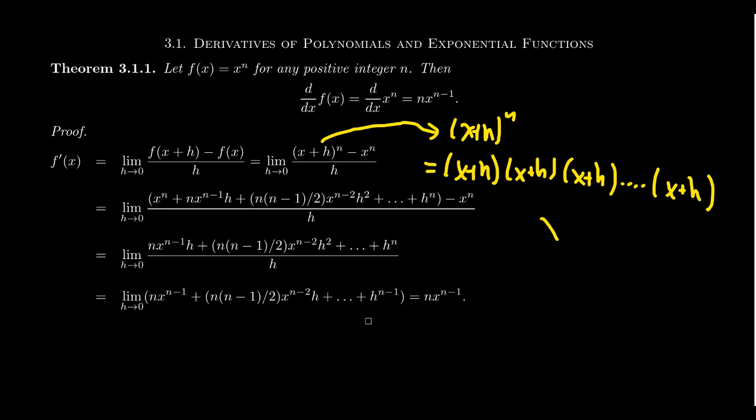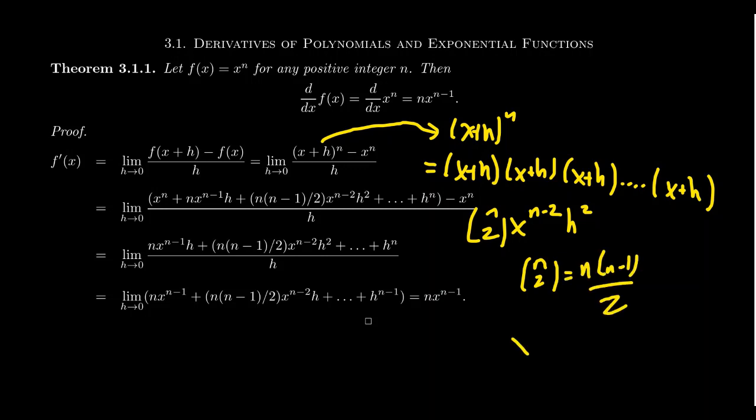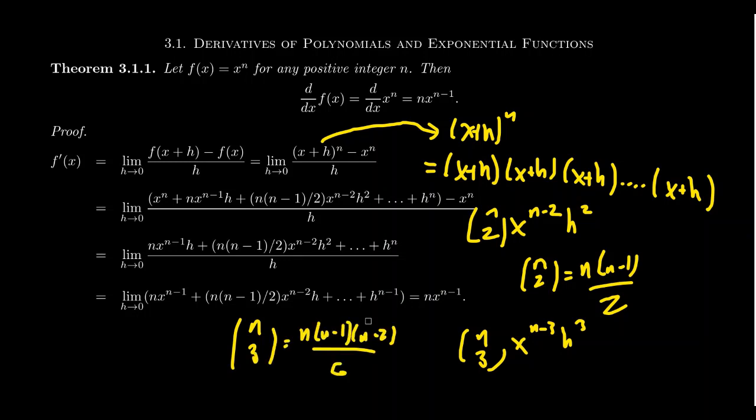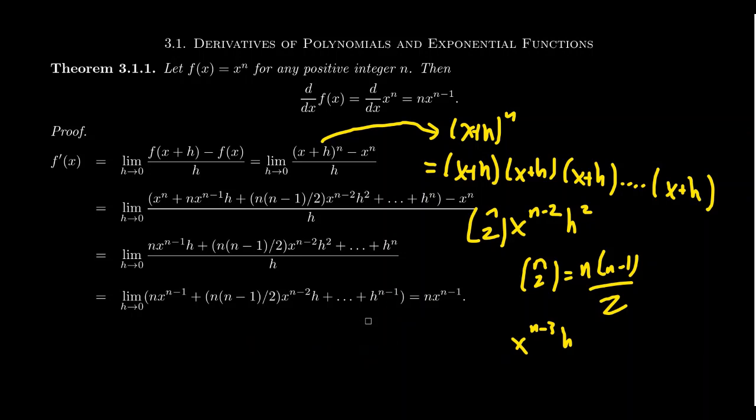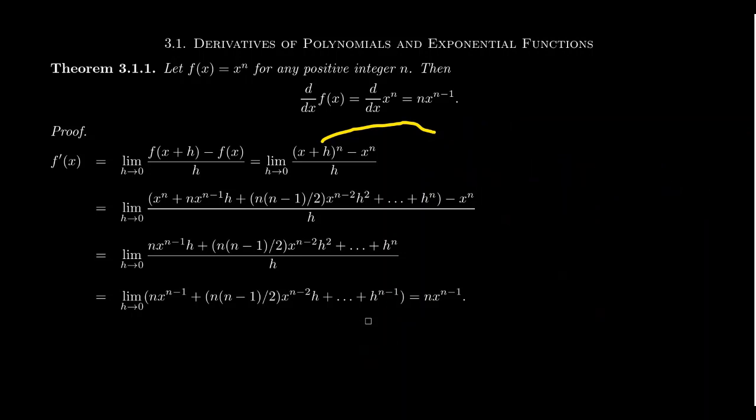Now, by virtue of the binomial theorem, we could keep on going with this. If you wanted to count how many ways you can get x to the n minus 2 times h squared, that's going to come down to n choose 2, where n choose 2 in this context means n times n minus 1 all over 2. If you want to know how many x to the n minus 3 times h cubed you could get, well, that's going to be n choose 3, where n choose 3 has the form n times n minus 1 times n minus 2 all over 6. We don't really need to worry about the details of all of those things. It's only going to be the first two that we really care about.